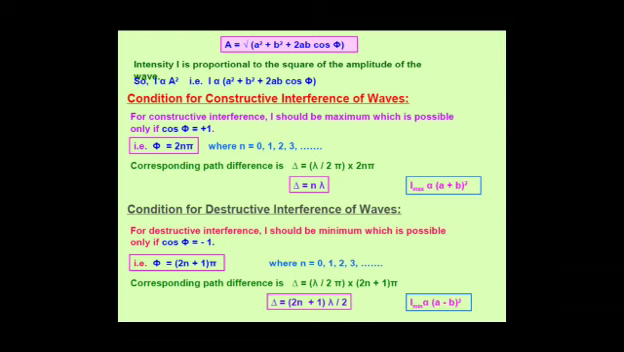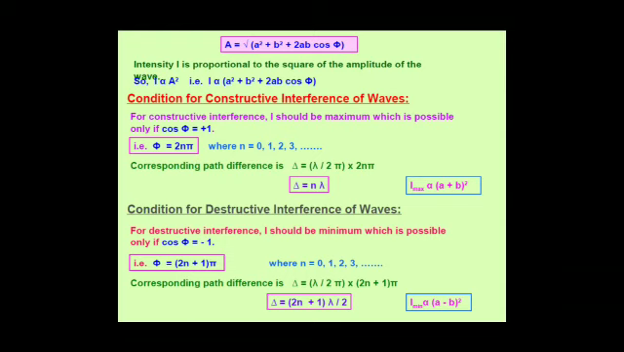Or the phase difference is 2n pi, where n can be 0, 1, 2 or 3, and the path difference is n lambda. In that case, the intensity of the resultant wave will become (A plus B) whole square.